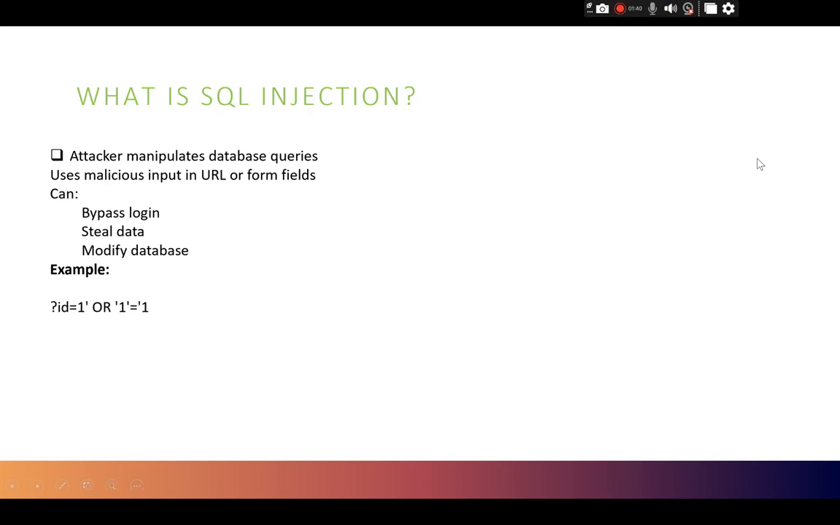SQL injection is an attack where the attacker tries to manipulate database queries. This usually happens through URL parameters or input fields. If the application is vulnerable, the attacker can bypass login, read sensitive data, or even modify the database. For example, attackers commonly use payloads like OR 1=1, which always returns true.